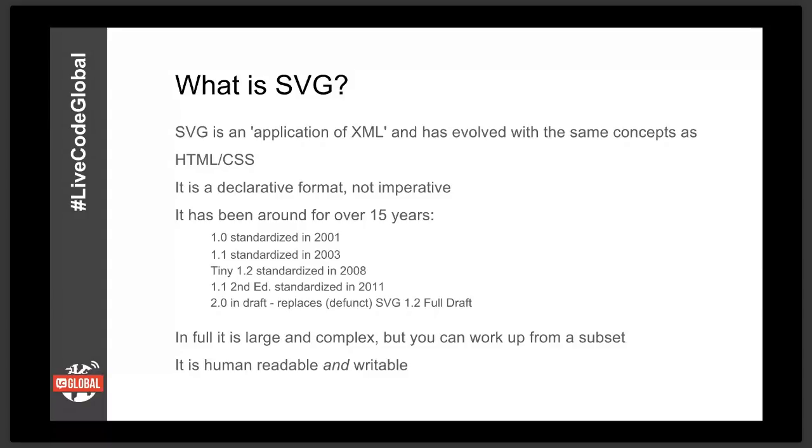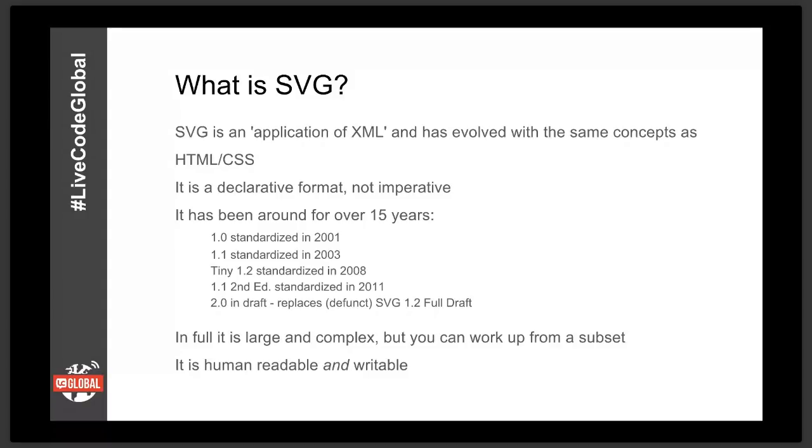Now, SVG has been around a long time. Version 1 was standardized in 2001, and there have been a few other revisions throughout the last 15 years. Originally, 1.1 was going to evolve into 1.2. That was in draft for a long time, but they basically gave up on it, and now that's been replaced by a draft process for version 2.